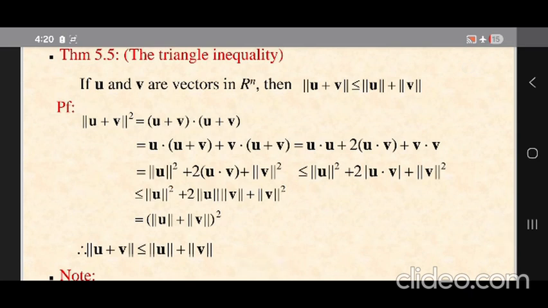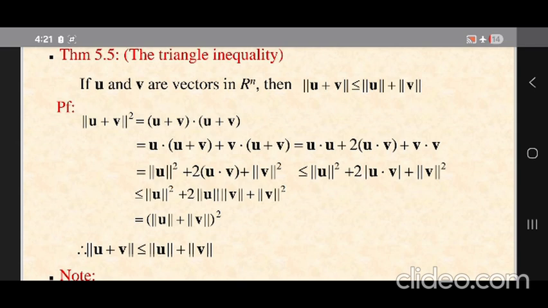Triangle inequality. If u and v are two vectors in R^n, then norm of u plus v is less than or equal to norm u plus norm v. Proof: norm of u plus v, squared, equals (u plus v) dot (u plus v). Multiplying out, we get u dot u plus u dot v plus v dot u plus v dot v. Then v dot u equals u dot v, by the definition already given.